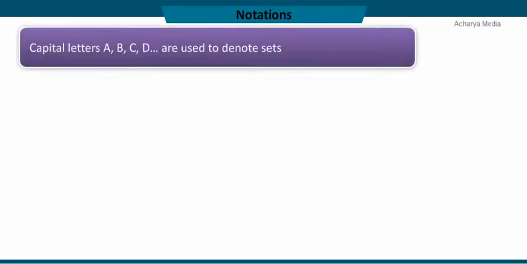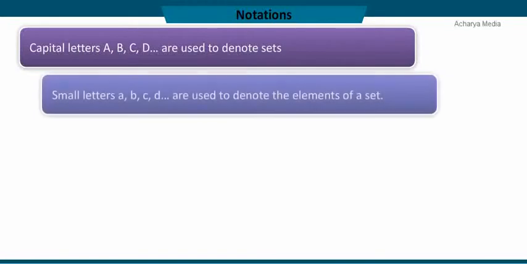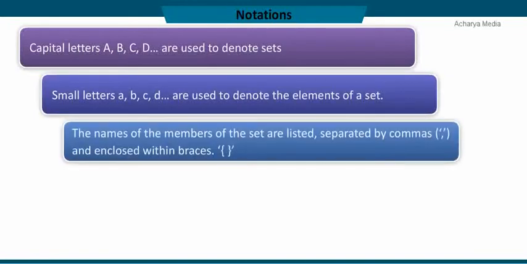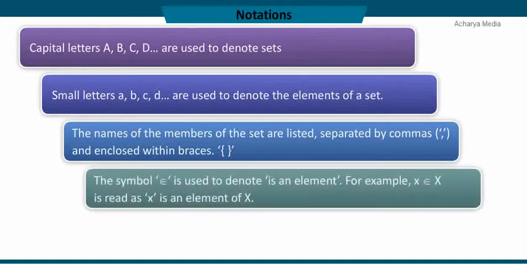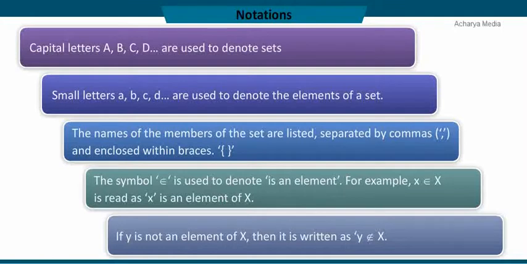Capital letters are used to denote sets. Small letters are used to denote the elements of a set. The names of the elements of a set are listed separated by commas and enclosed within braces. The symbol "belongs to" is used to denote "is an element of". For example, x belongs to X is read as x is an element of X. If y is not an element of X, then it is written as y does not belong to X.